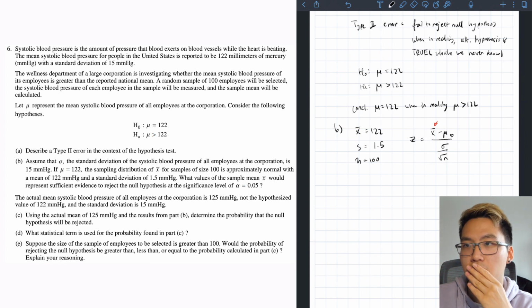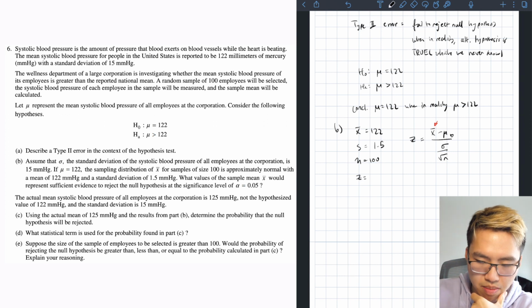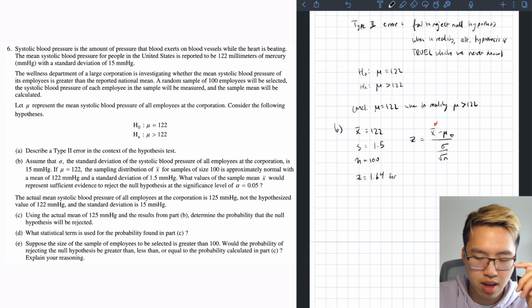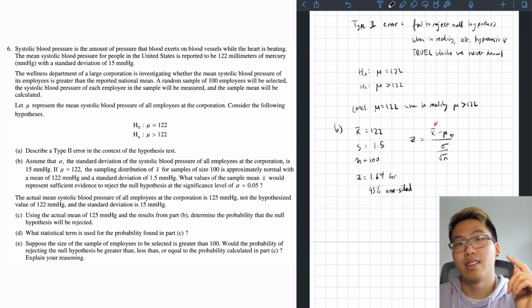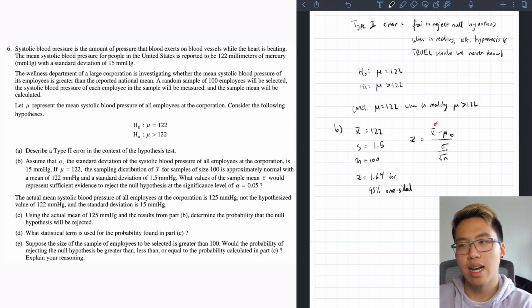Oh, also, another important piece of information. This is something that you kind of just have to know. Z is going to be 1.64 for 95% one-sided. That's important because, I don't know if you guys remember, but earlier in the video, I said that Z was 1.96 for a 95% confidence interval for a proportion. And that's true, but that was because we were doing a two-sided test.